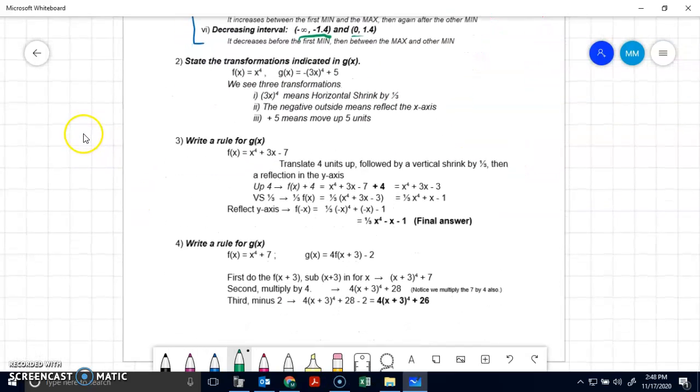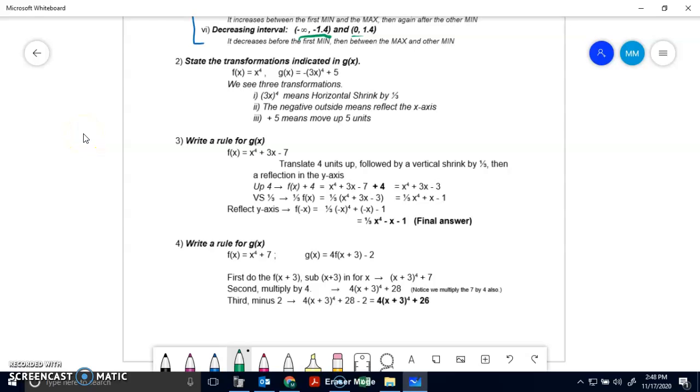And then we're going to write a rule, practicing what we learned yesterday, only with x to the fourth. So this function, we're going to translate 4 units up. So I'm going to take my function f of x and add 4 to move it up 4. So my function plus 4, combine like terms, gives me a -3 there. So here's my new function now, what's underlined in green.